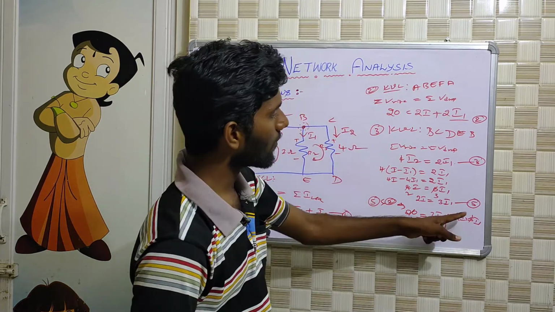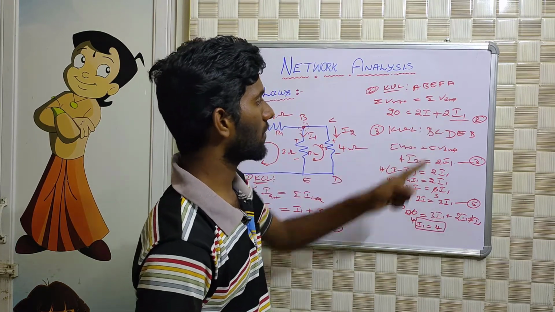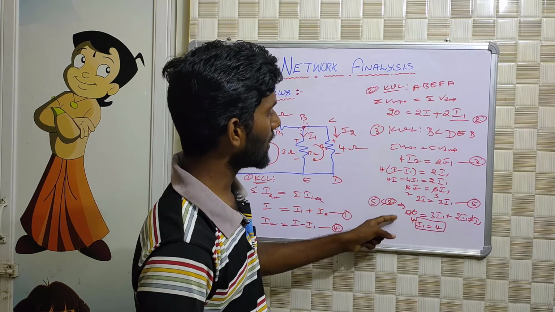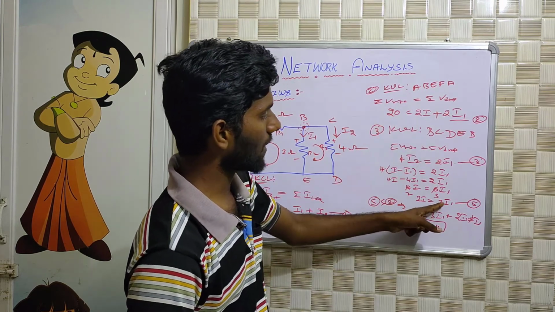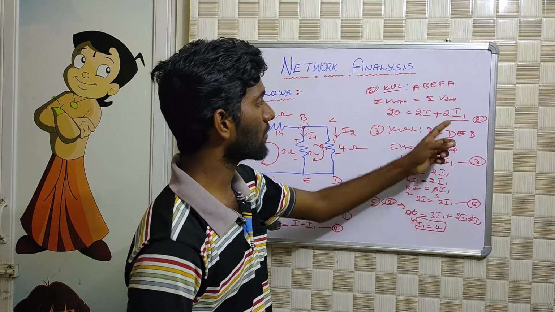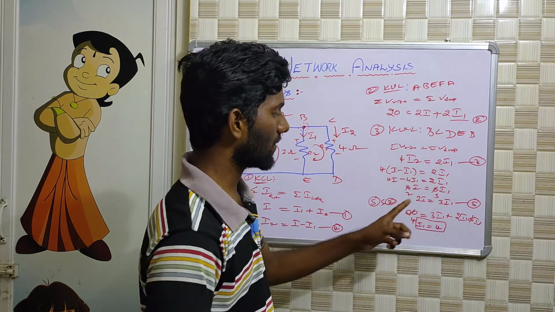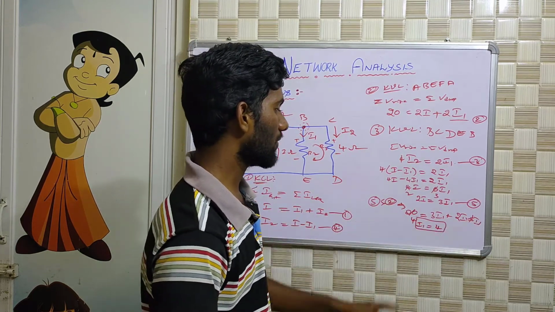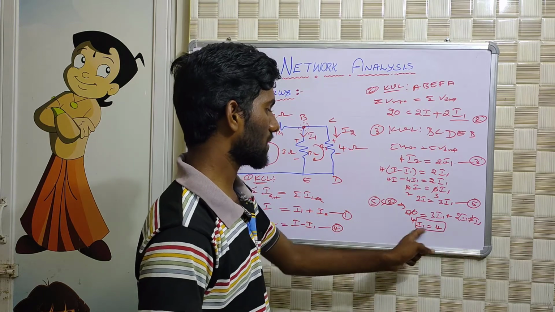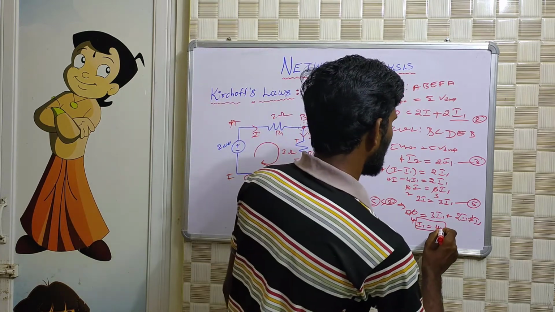So we substituted equation number 5 in equation number 2. So 20, instead of 2I, we are substituting 3I1, so 3I1 plus 2I1, so 5I1. 5I1 is equal to 20. So 5 ones are 5, 5 fours are 20. Therefore I1 is equal to 4 amperes.